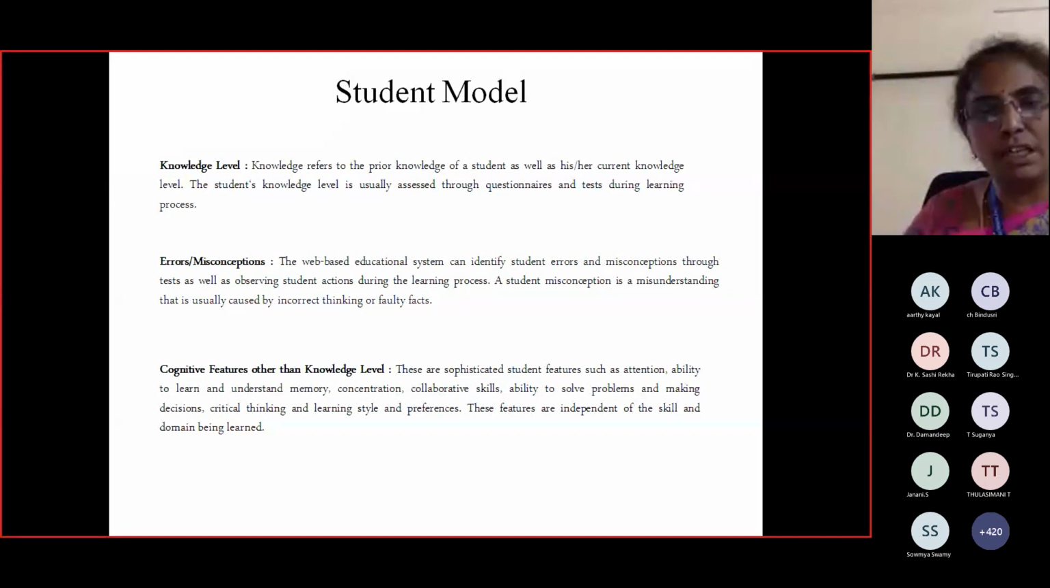So what is the prior knowledge and the current knowledge? There should be an improvement in the current knowledge. Only then can we say that the teaching is effective. So the knowledge level again has two components, called prior knowledge and current knowledge.